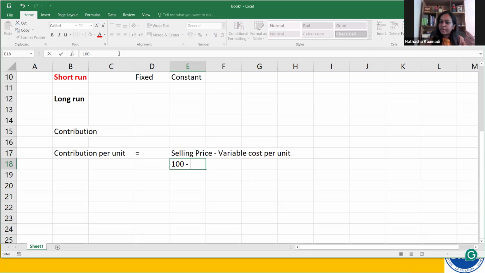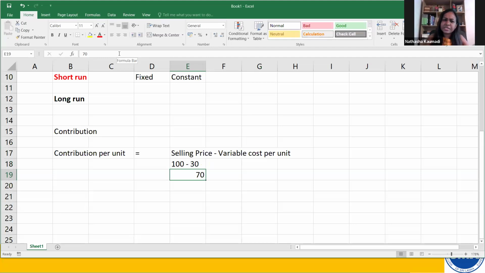What is included in the variable cost per unit? Direct material cost per unit, direct labor cost per unit, direct other cost per unit, and then variable overhead cost per unit. If you deduct all these variable cost components, let's say 30 rupees, what is the contribution per unit? 70. Contribution per unit is 70.